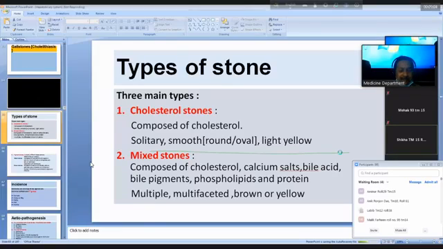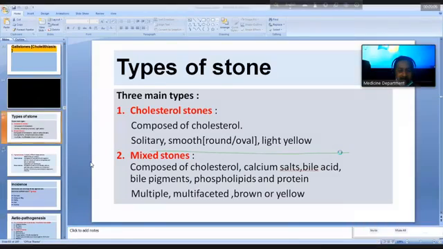So mixed stones are composed of multiple constituents including cholesterol, calcium salt, calcium bile acid, bile pigment, phospholipid, and protein. And they are multiple in number, multifaceted, brown to yellow in color.